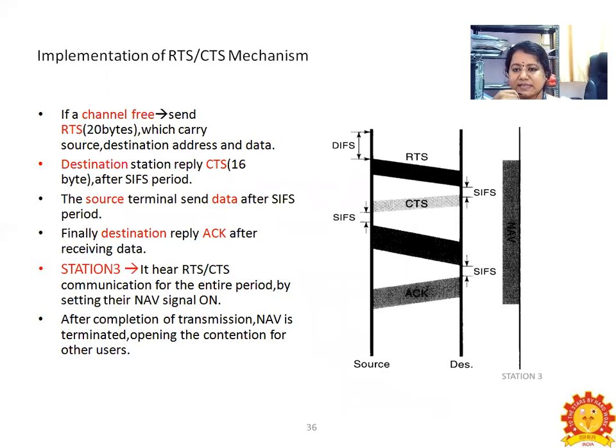Implementation of the RTS/CTS mechanism: if the channel is free, the source sends RTS, which carries the source and destination addresses and the data length. The destination station replies with CTS, which is 16 bytes, after the SIFS period. The source terminal sends the data after a SIFS period. Finally, the destination replies with an acknowledgement after receiving the data. Station 3 hears the RTS or CTS communications and sets the NAV signal on for the entire period. After the completion of transmission, the NAV is terminated, opening the contention for other users.